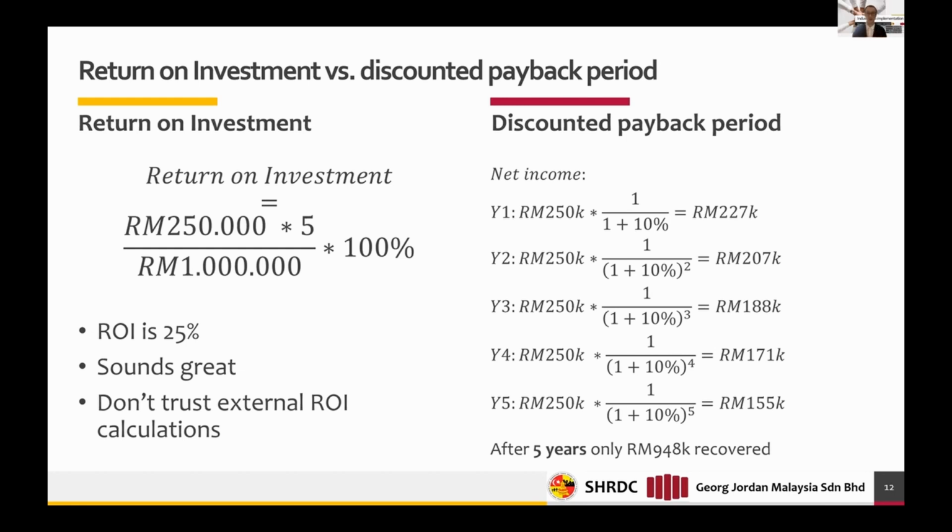After we sum up all the values, we look at the numbers and say, we only get back 948,000 ringgits. Where are my 52,000 ringgits? Where did it go? By looking at a project from this perspective, I definitely would say I can't go for the project because 5 years is too long. We never know what is going to happen in 5 years. And secondly, where do I get back my 52,000?